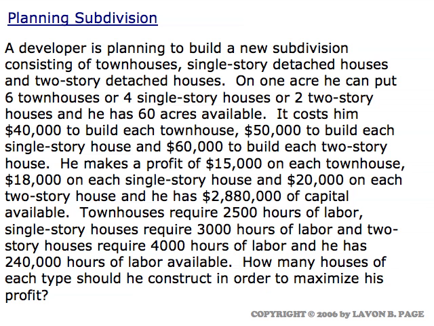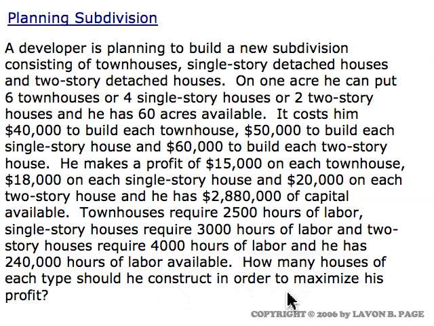This next example we're going to look at in pretty close detail before we start. It's a new example. We haven't seen this one before. It has to do with a developer who is planning to build a subdivision, 3 kinds of houses: townhouses, single-story detached houses, and 2-story detached houses. And the bottom line is how many houses of each type should he construct in order to maximize his profit.